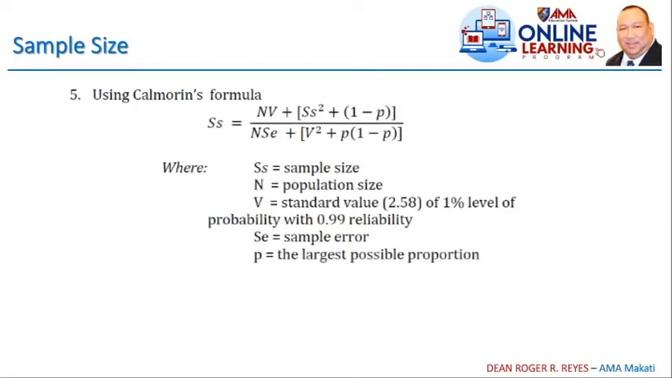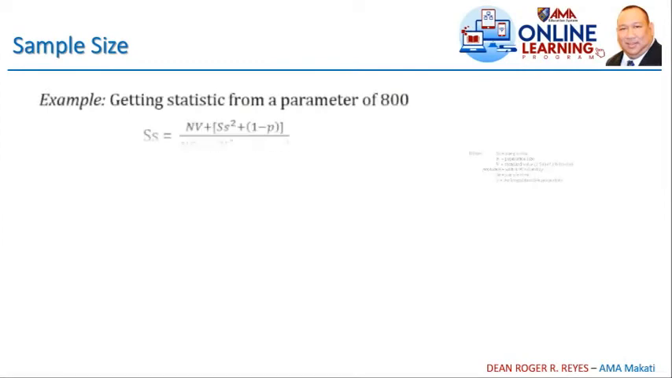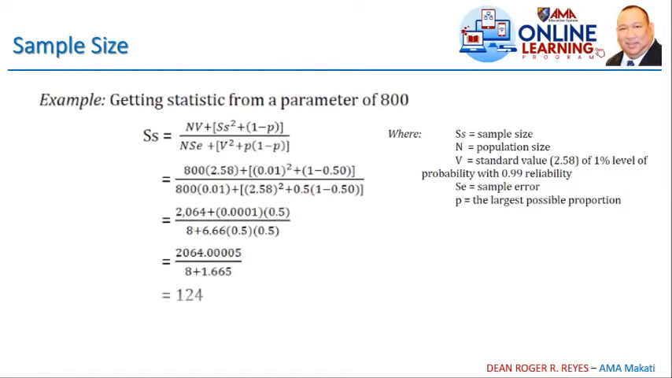One more is Calmorin's formula. So medyo complicated ang kanyang formula, complex formula. Where SS is the sample size, N is the population size, V is the standard value 2.58 of 1% level of probability with 99% reliability, sample error and the largest possible proportion. So medyo mahirap pa rin itong compute. But the example is here. So for a parameter of 800, meaning population of 800, using Calmorin, 124. So closely related din siya in terms of percentage.